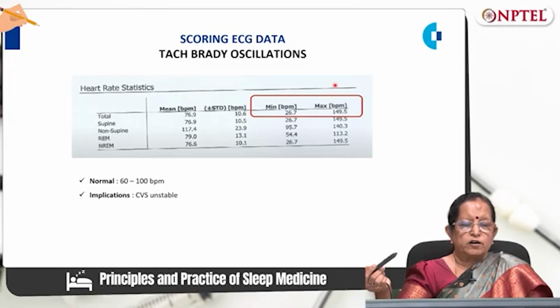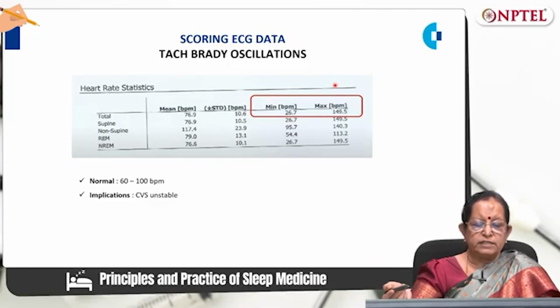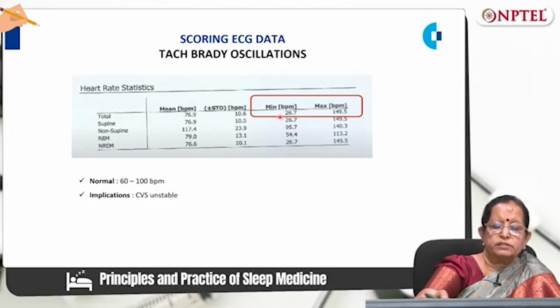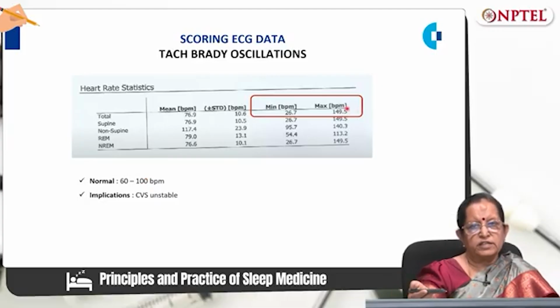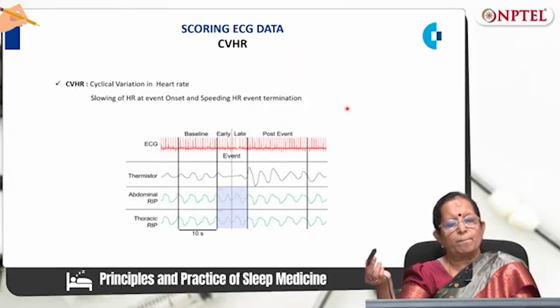Then tachy-brady oscillations. Normally, when you take the ECG, the heart rate in beats per minute will vary from 60 to 100. See here, minimum is 60, but here it is 26.7, maximum is 100, here it is 149.5. What is the implication? The CVS is unstable and they can go for cardiovascular complications.